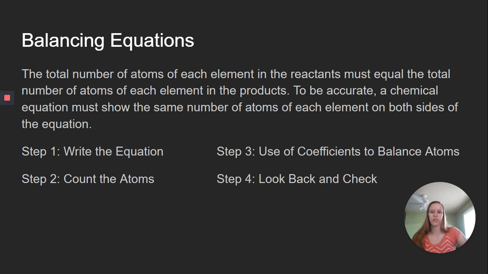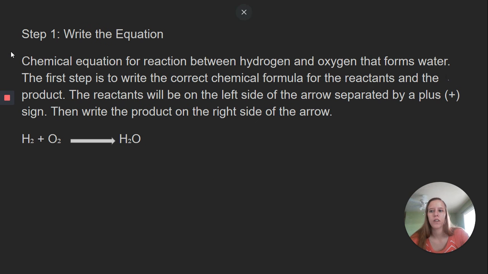Okay, so there are 4 steps that you need to know when balancing equations. The first step is writing the equation. The second, counting the number of atoms. The third, using coefficients to balance the atoms, as needed. And then number 4 is to look back and check. So first we're going to get writing the equation.